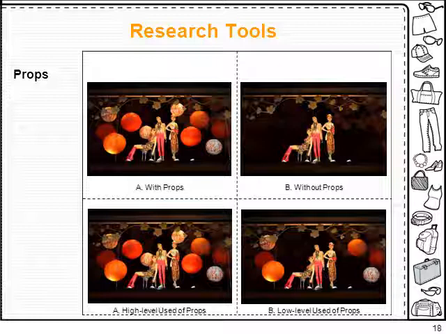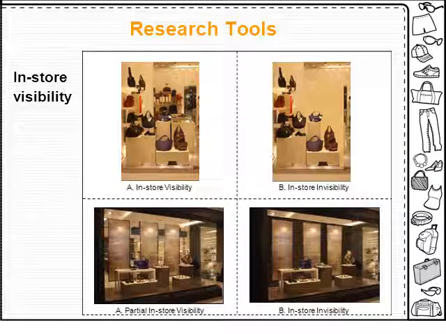The dramatic element in window display is props, providing mood and creating a story for the target customers. There were altogether 4 levels of the quantity of props used in this study. The first is with props, high and low levels of use of props, and also without props. And this is the in-store visibility, which also affects the customer's preferences.